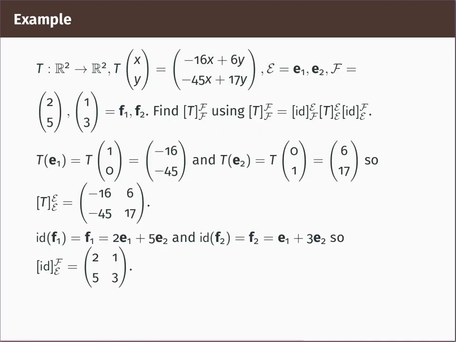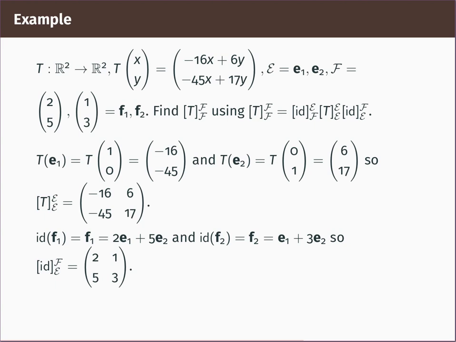Okay, so that's the proof. Let's look at an example of using the change of basis formula. So we will take a linear map T from R squared to R squared, which is defined in the following way. T of vector (x, y) is equal to the vector (-16x + 6y, -45x + 17y).